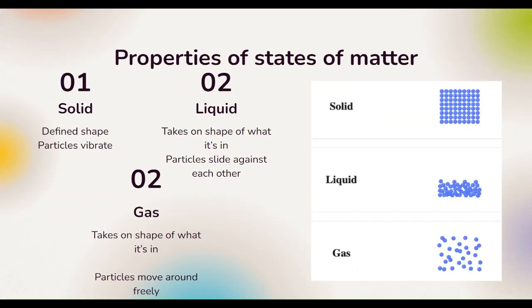All right, and then these are the key points from your reading that I wanted to highlight. A solid has a defined shape, and the way the particles move is that they vibrate amongst each other. A liquid takes on the shape of what it's in, and the particles move by slipping and sliding against each other. And then a gas also takes the shape of what it's in, but those particles move around more freely. I really just tried to pull out what shape this substance takes on, and how the particles move, from your reading. So those are the key points I pulled. And then I have just a picture on the right of the way those particles look on the micro scale when we're looking at a solid, liquid, or gas.